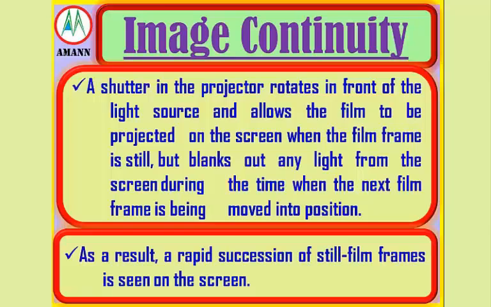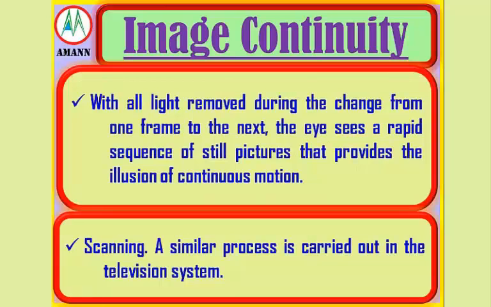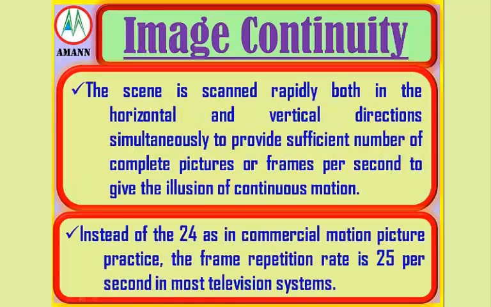As a result, a rapid succession of still film frames is seen on the screen. With all light removed during the change from one frame to the next, the eye sees a rapid sequence of still pictures that provides the illusion of continuous motion. We have scanning. A similar process is carried out in the television system. The scene is scanned rapidly both in the horizontal and vertical directions simultaneously to provide a sufficient number of complete pictures or frames per second to give the illusion of continuous motion.